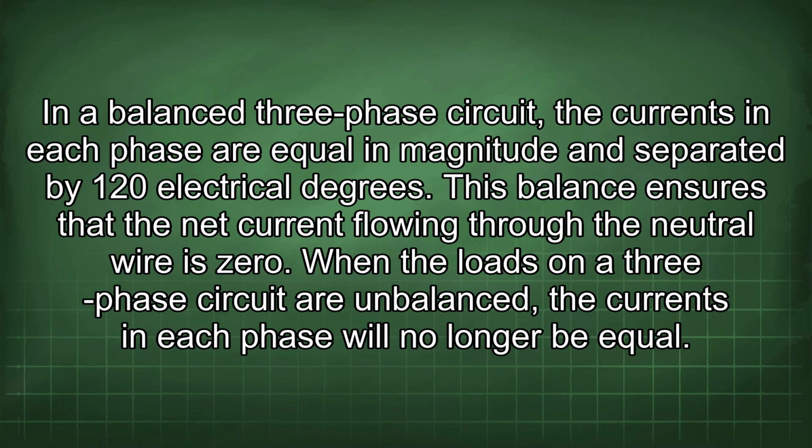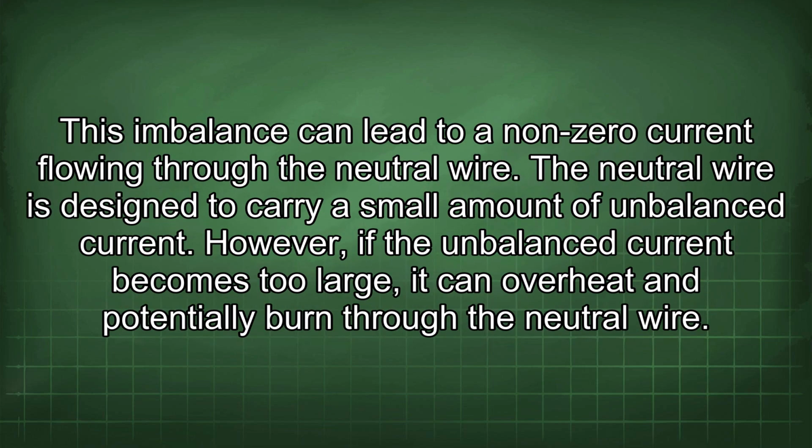In a balanced three-phase circuit, the currents in each phase are equal in magnitude and separated by 120 electrical degrees. This balance ensures that the net current flowing through the neutral wire is zero. When the loads on a three-phase circuit are unbalanced, the currents in each phase will no longer be equal. This imbalance can lead to a non-zero current flowing through the neutral wire.